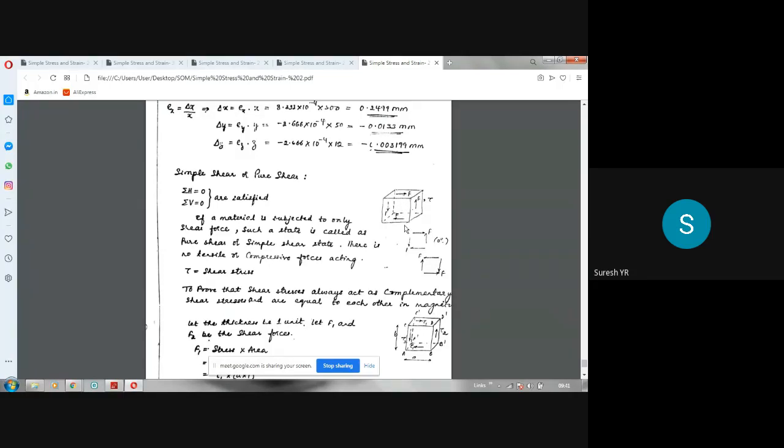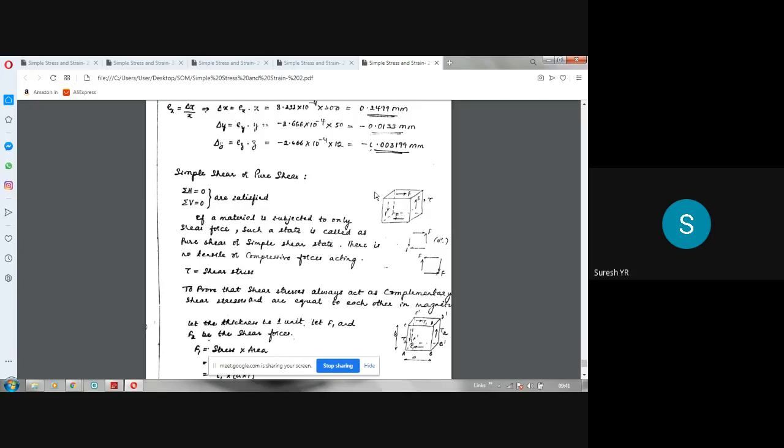The only effect of this F and F is they will create a couple. You know about the couple; in your mechanics you have studied about couple. Two equal parallel opposite forces will constitute a couple. So here these two are equal, parallel forces, and also the directions are opposite. So the effect of these two is to rotate this block in the clockwise direction like this.